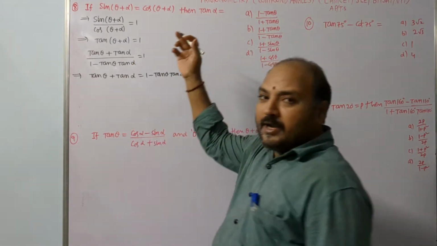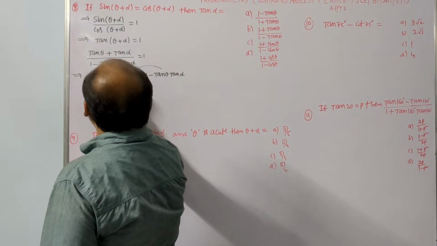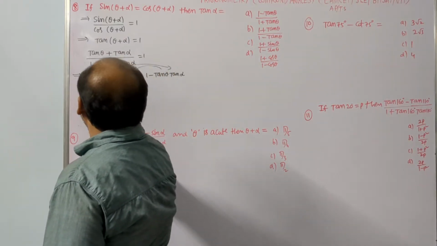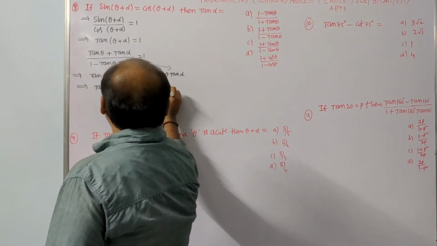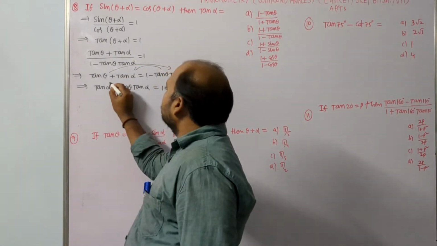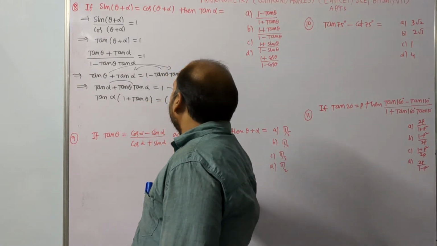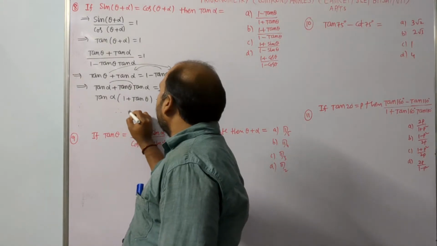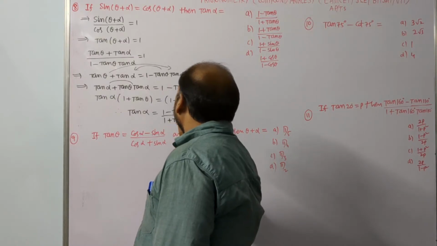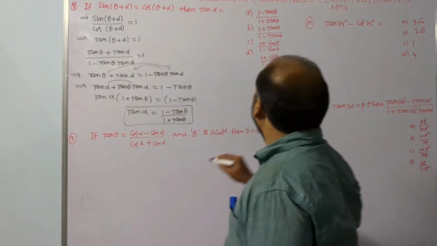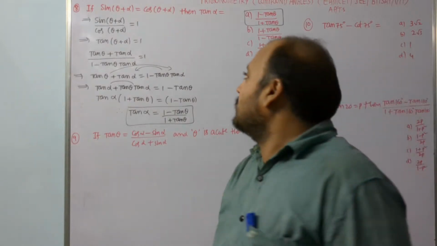So they are asking to find the subject tan alpha value. So minus tan theta tan alpha, bring this side, and tan theta bring this side. Therefore tan alpha plus tan theta tan alpha is equal to 1 minus tan theta. So tan alpha take common, tan alpha into 1 plus tan theta is equal to 1 minus tan theta. Therefore tan alpha is equal to 1 minus tan theta by 1 plus tan theta. So the value of tan alpha is 1 minus tan theta by 1 plus tan theta. It is there in the first option.